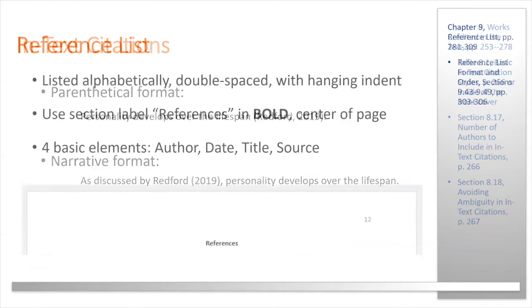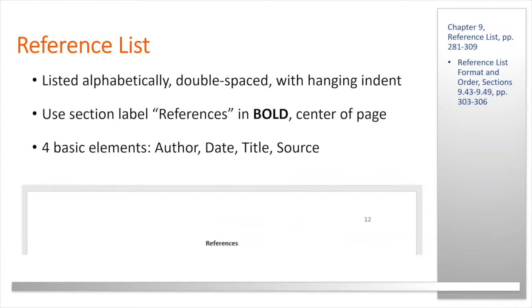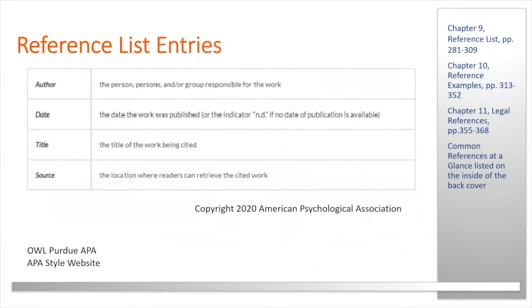Your reference list follows the body of your paper. List references in alphabetical order, double-spaced, and using a hanging indent. Each reference entry includes the author, date, title, and source for the work cited. There are far too many types of reference list entries to show them all in this video. Chapter 10 of the APA manual provides 114 different reference examples.